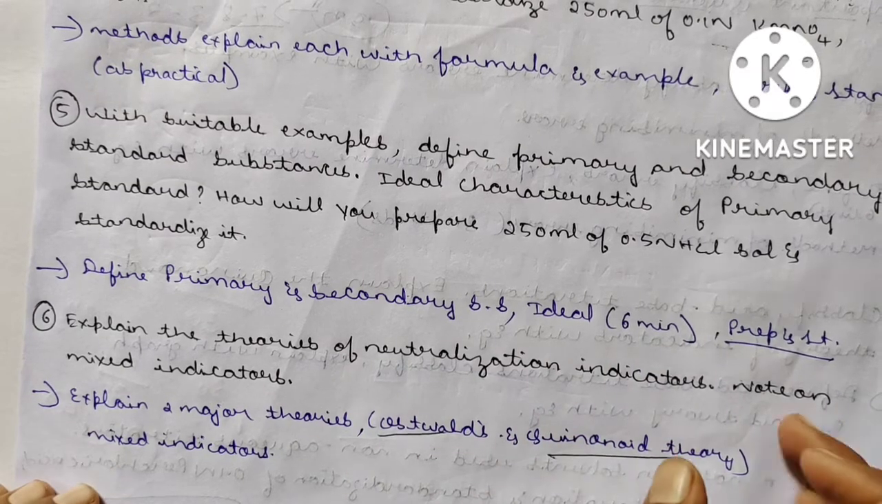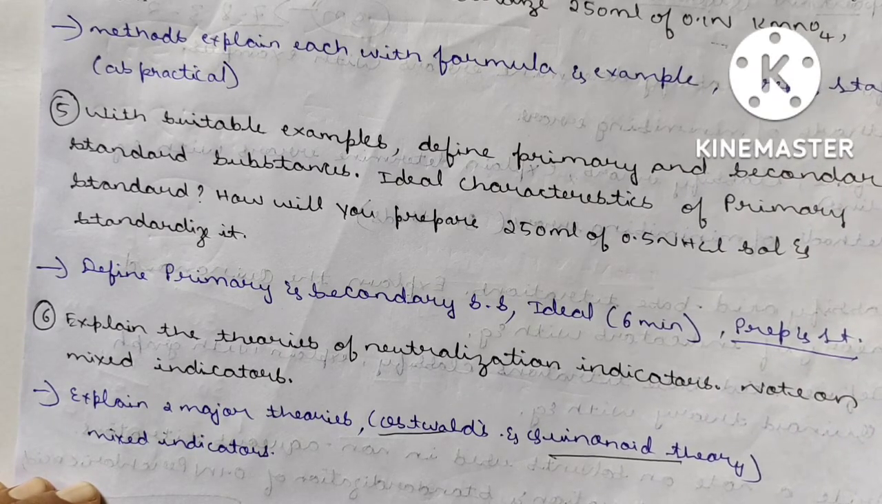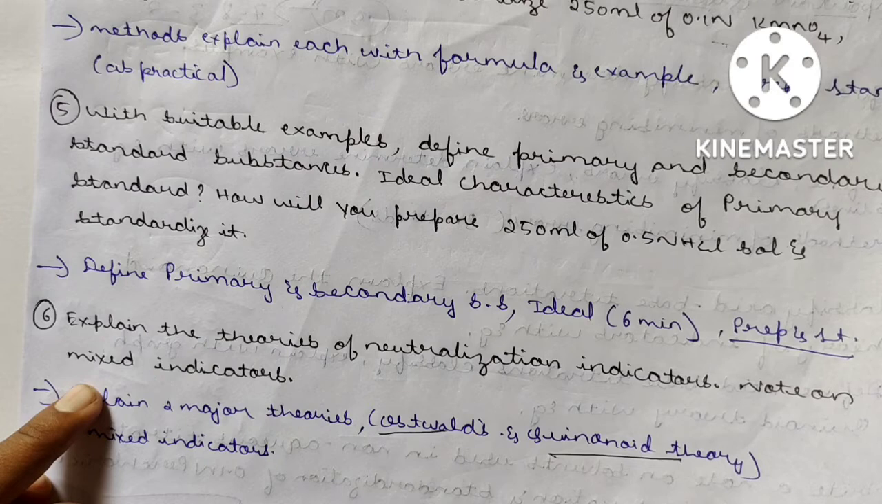Then mixed indicators. Yes, write a note on mixed indicators. Mixed indicator means indicators which are present in more than one component. Components means, for example, methylene blue, methyl violet, safranin, methyl orange. These are all indicators. When more than one indicator is present and mixed with each other, that is a mixed indicator.